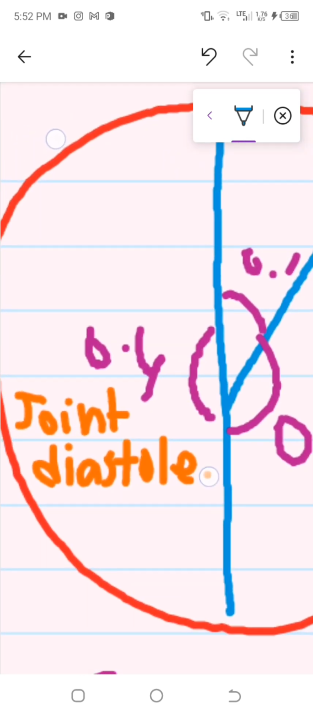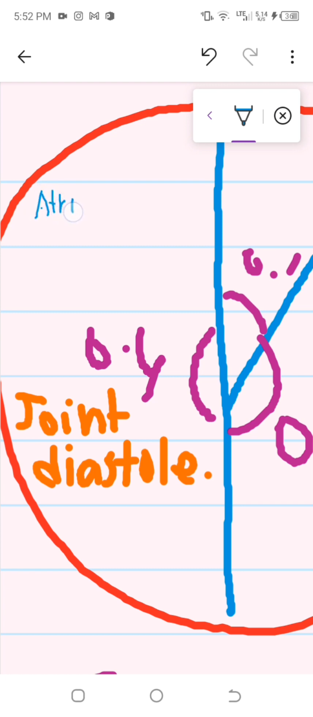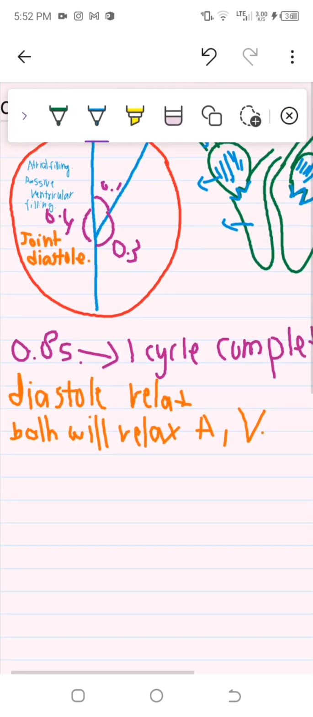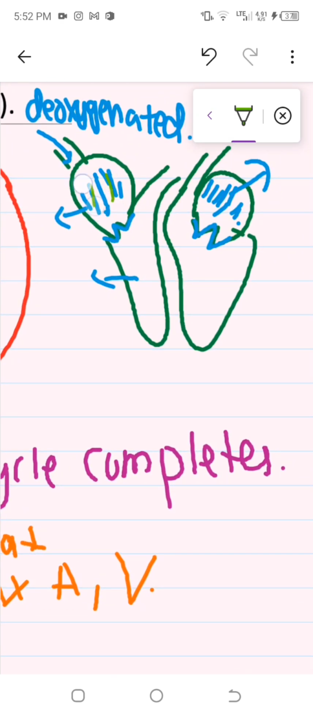So this means the atria are filled. Atrial filling takes place, and we can say passive ventricular filling. Now, why do I say we have passive ventricular filling? As you can see, the atria are being filled. When the atria open their valves, the blood comes into the ventricles, so the ventricle is filled. However, at that time the atria did not contract.